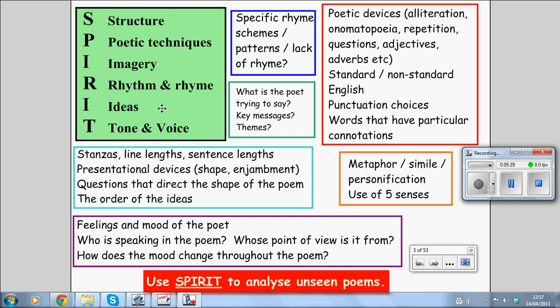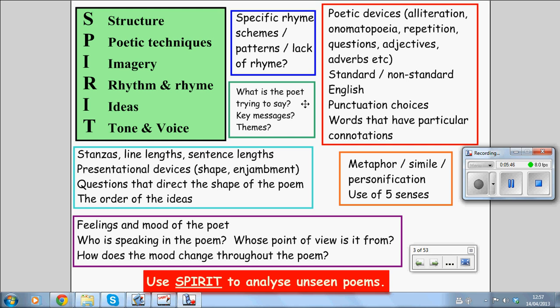The ideas in the poem are obviously really important. That's the first thing you should be looking for. So thinking about, what is the poet actually trying to say? Are there any key messages that the poet's trying to give? What are the themes? What are the main ideas that this poet is talking about?